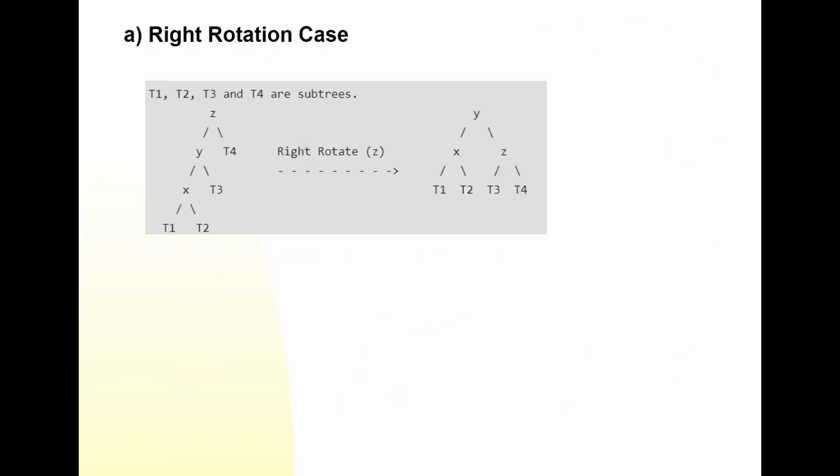Now let us take an example. In the right rotation case, the pivot node is z. Now if you carefully scan, these are subtrees.